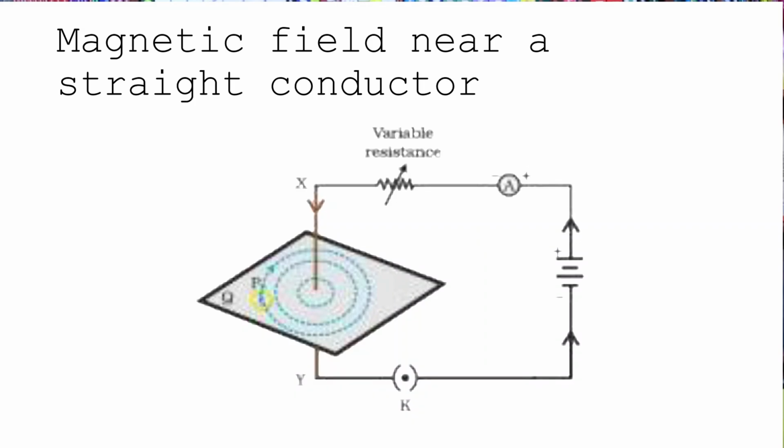As you see in the figure, this is the activity shown in the reader. A conductor is connected to a battery supply. The battery will supply the current. When current flows through the conductor, it produces a magnetic field. What is the pattern of magnetic field? It is concentric circles. And the direction of the magnetic field is given by the right hand thumb rule.